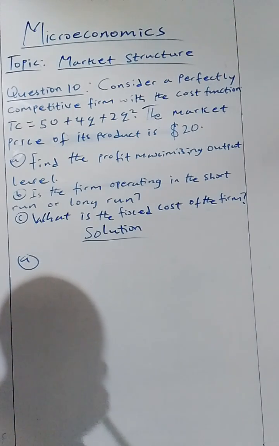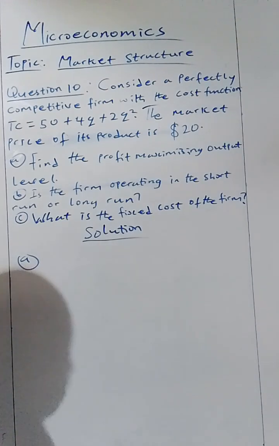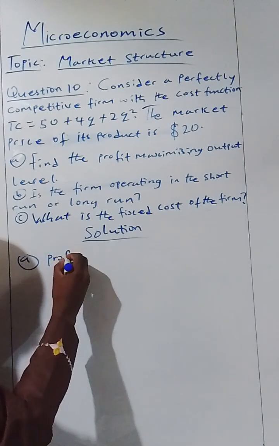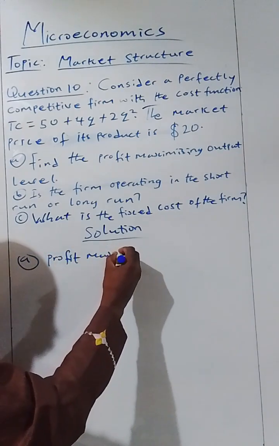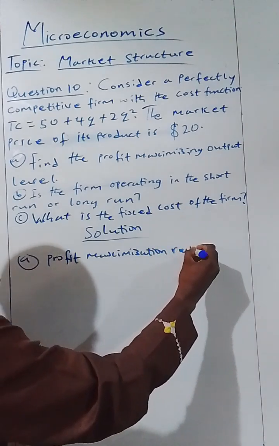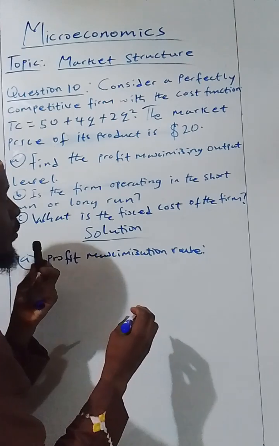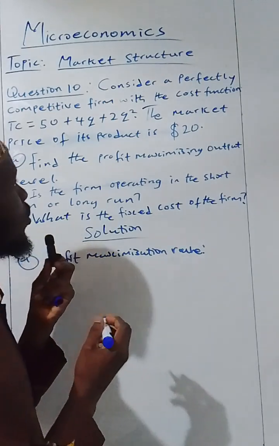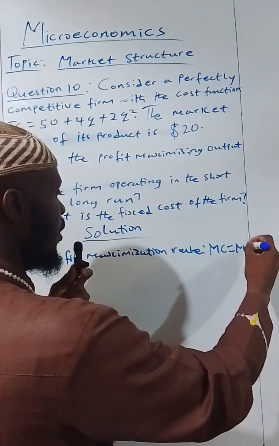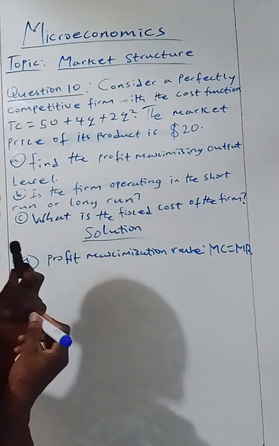Whenever we are asked to solve a question like this, the first thing we do, wherever we are trying to find a profit maximizing output level, is to state the profit maximization rule. Don't forget the rule states that a firm maximizes profits when MC is equal to MR. That is, MC equals MR. And also, do not forget that this is a perfect market.